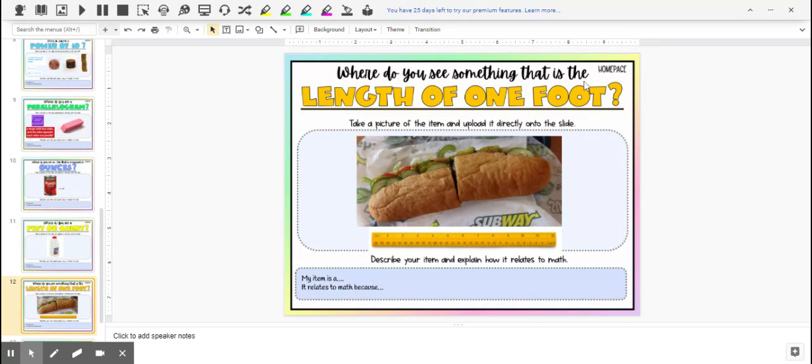Where do you see something that is the length of 1 foot? Of course, I had to go with the foot-long subway sub here. I know it's 1 foot because I have a ruler that's 12 inches, and 12 inches is the same as 1 foot.